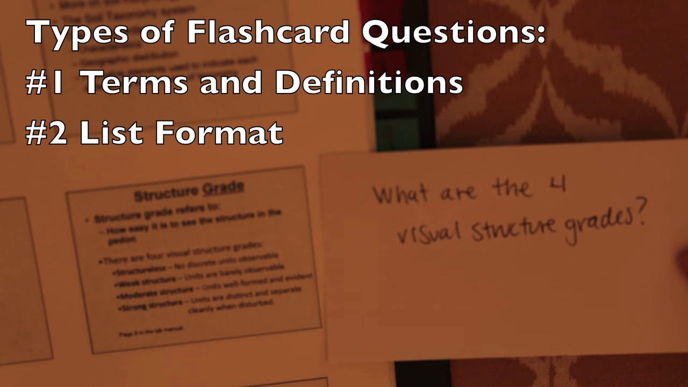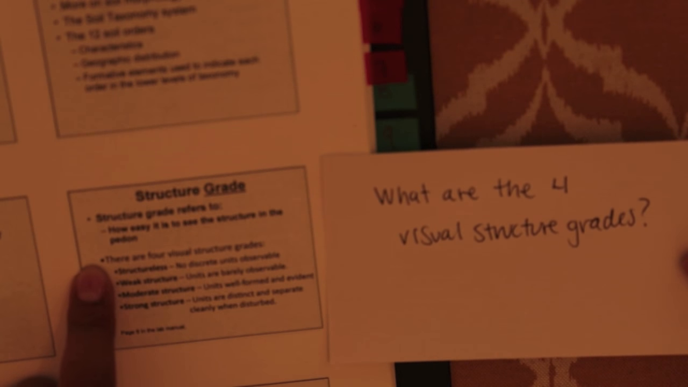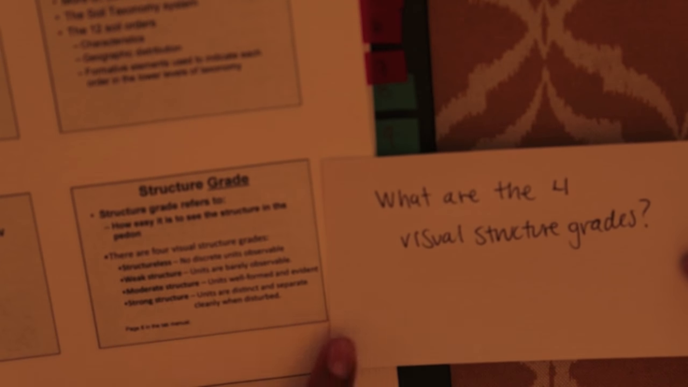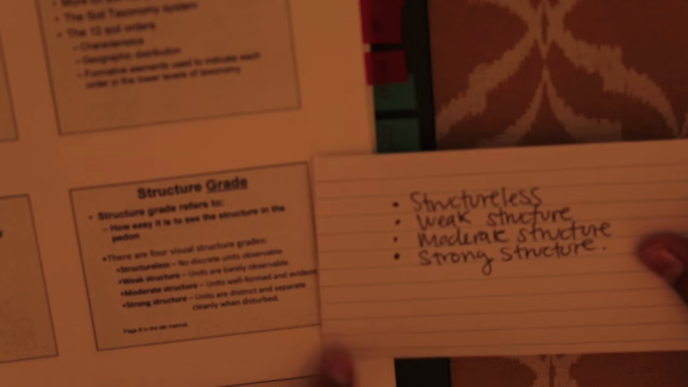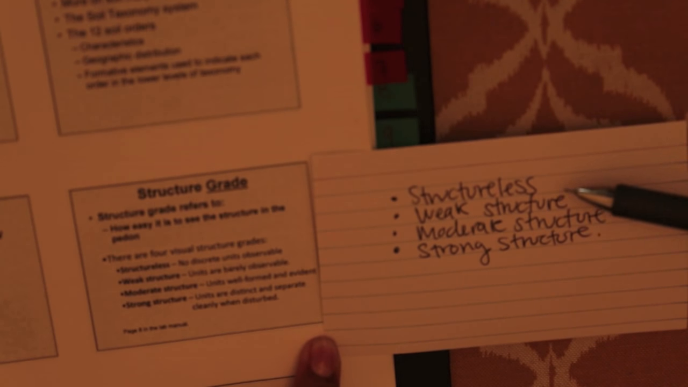The next one is you might have things that are in list form, so you can pose a question. Here we see that the slide itself includes a list of things that you might want to know, so you can form a question in list format. Here I've just created my question, what are the 4 visual structure grades, and on my answer side I have just included the 4 terms for that question. Later you can go on and individually make a flashcard for each of these.